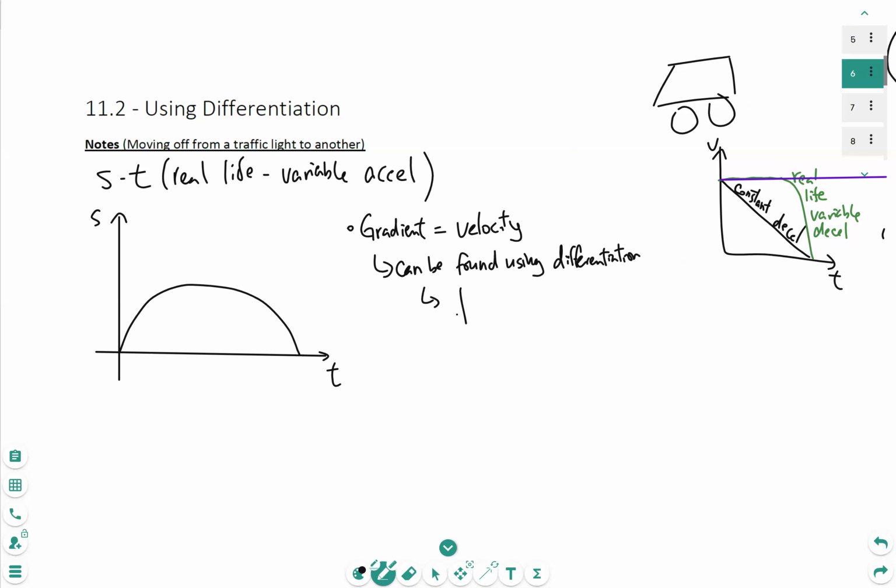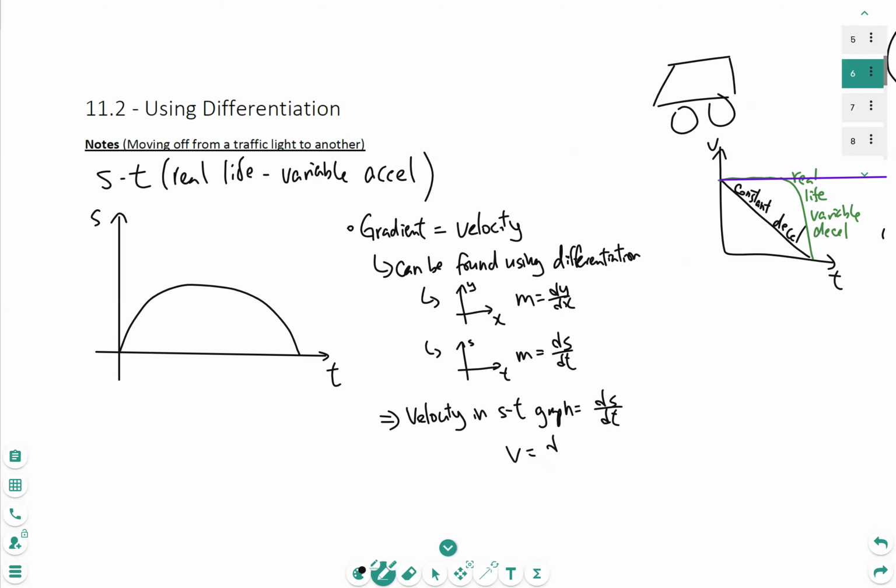If you imagine x and y axes, then the gradient equals dy by dx. So in an ST graph, the gradient equals ds by dt. Therefore, velocity in an ST graph equals ds by dt. So v equals ds by dt. That's the first takeaway message.